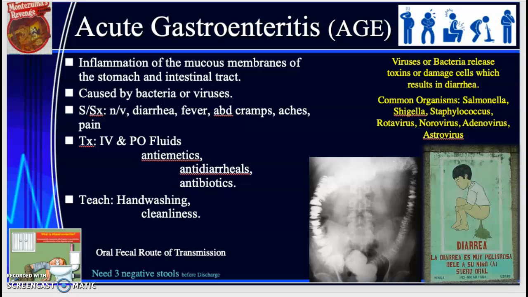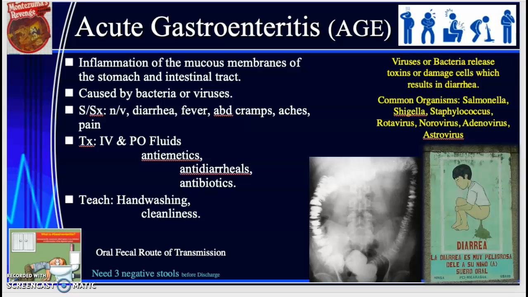But the pathophysiology is that a bacteria or virus gets into the GI tract. It leads to an inflammatory reaction, and whenever you have an inflammatory reaction, then fluid's going to dump into the area. And when you have fluid dumping into the GI tract, then you're going to have increased peristaltic waves and diarrhea. So the signs and symptoms would be nausea, vomiting, diarrhea, fever, abdominal cramps, aches and pain.